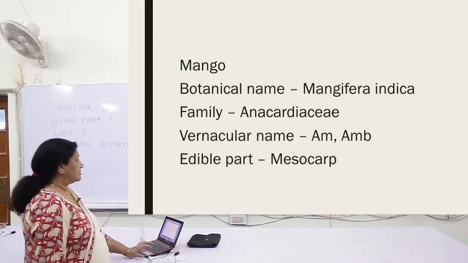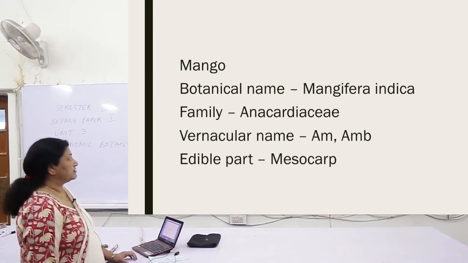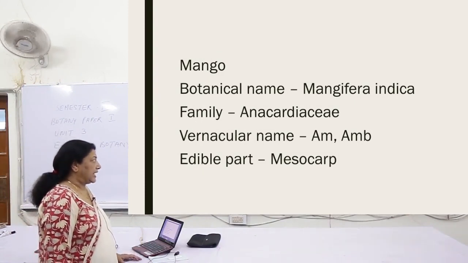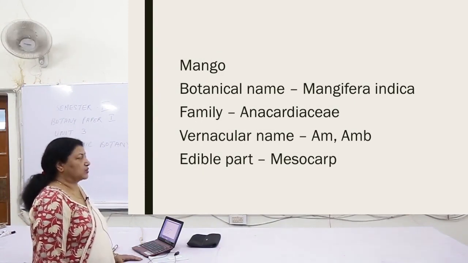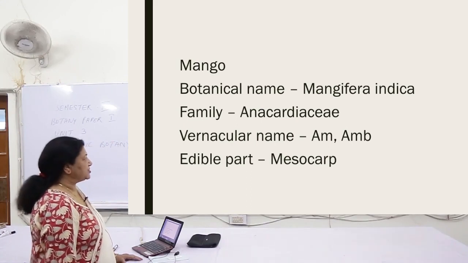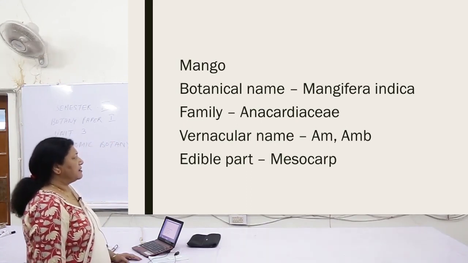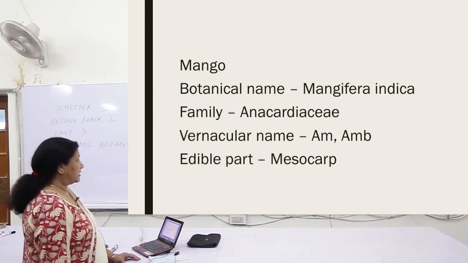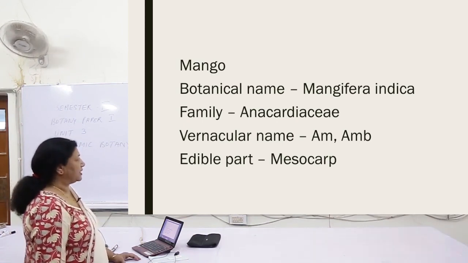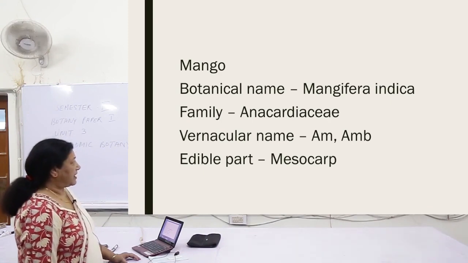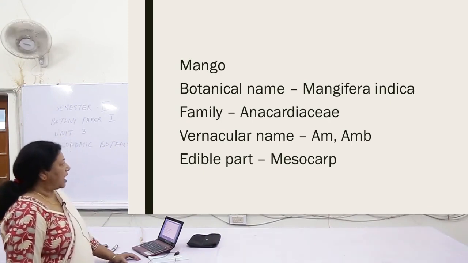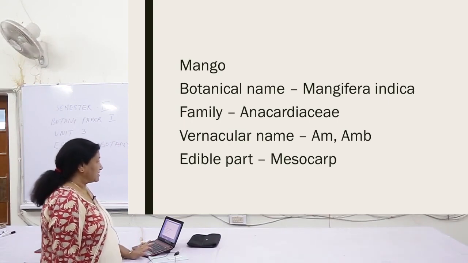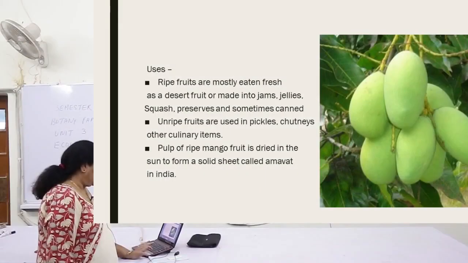Now coming to our very popular fruit, that is mango, botanical name Mangifera indica, as it is a variety from India, so the species name is indica. Mangifera indica, we have many varieties, and especially in UP, various types of varieties, the Langda, the Dasheri and so many more. Family Anacardiaceae, vernacular name Aam, and the edible part that we eat, the fleshy part, is the mesocarp.